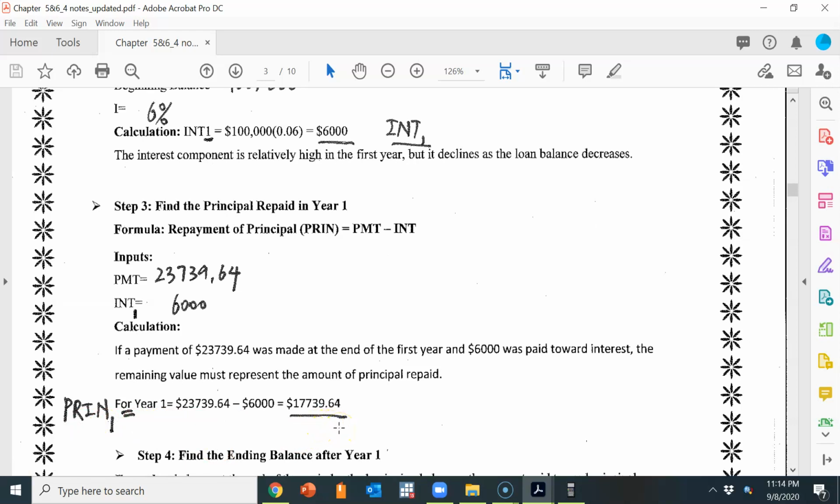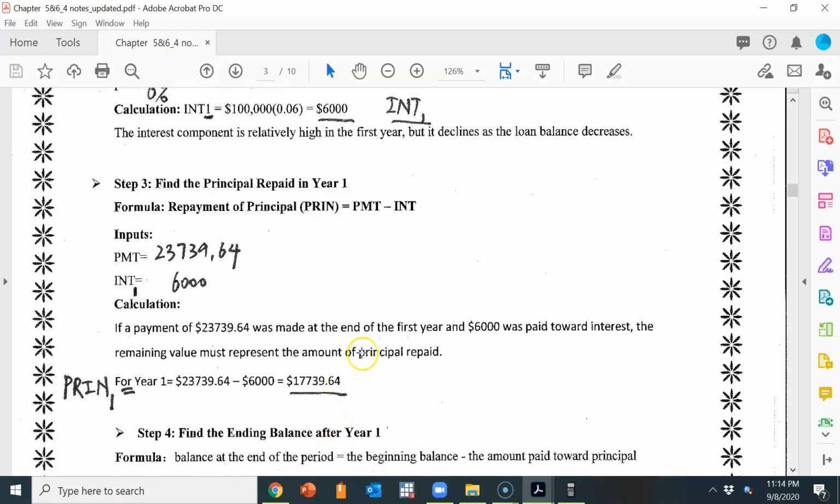17,739.64. Because at the end of the first year, we're paying 23,000 as the total payment, and we know that the part that was paid toward interest is 6,000. So the remaining value must represent the amount of principal repaid. Because there are only two parts to the total payment we're paying each year, once we take out the interest part, we have the principal part.